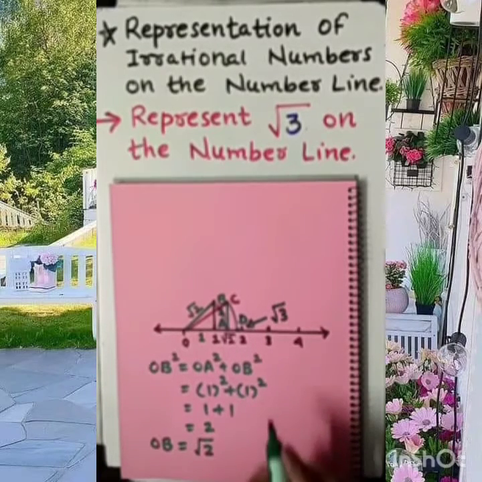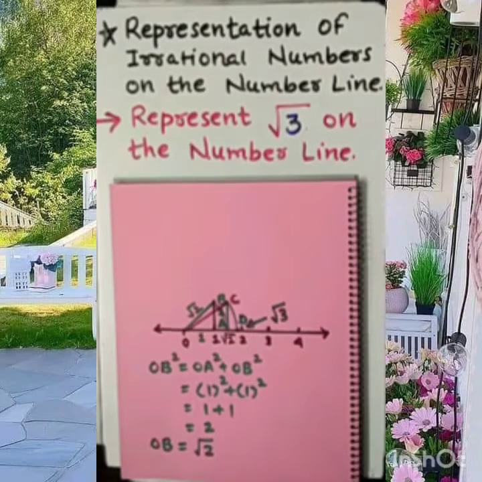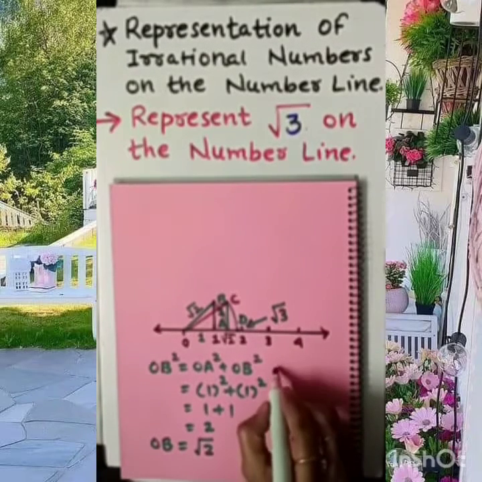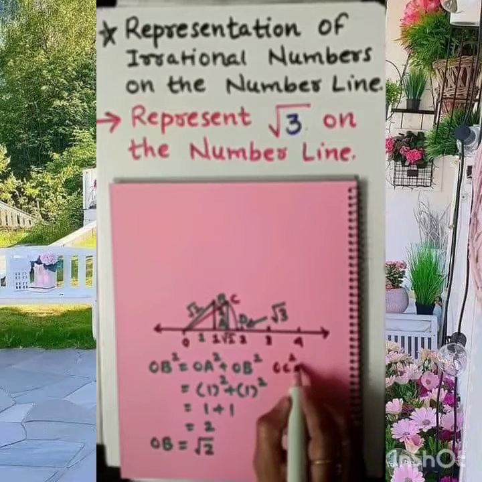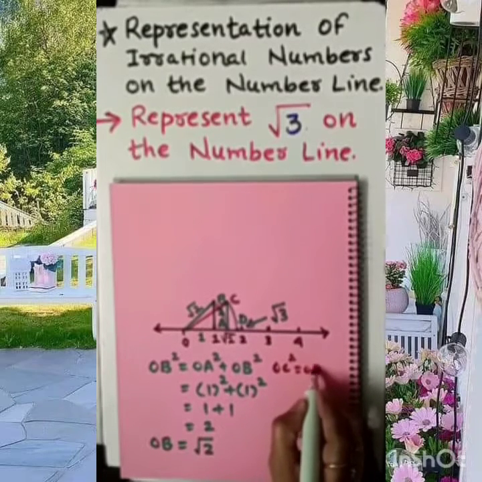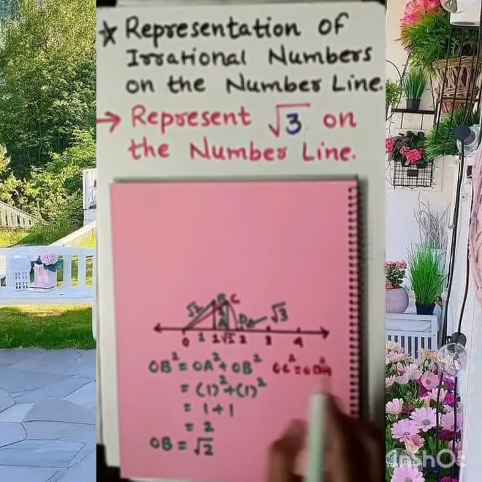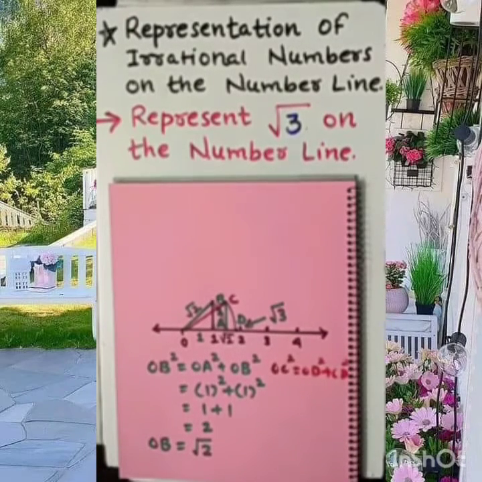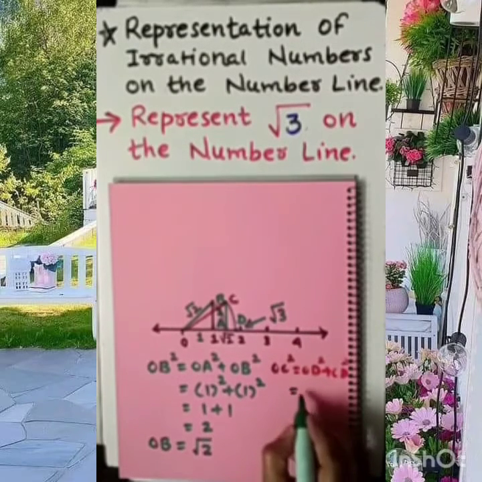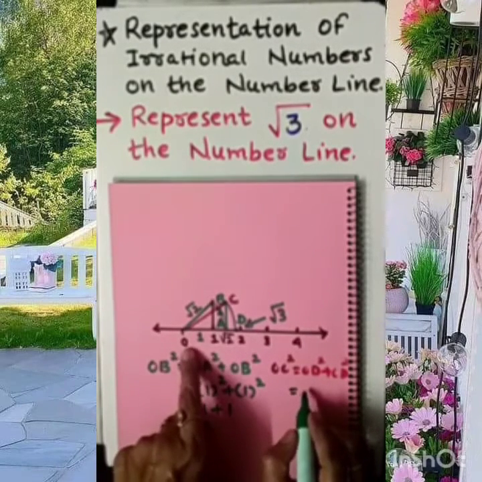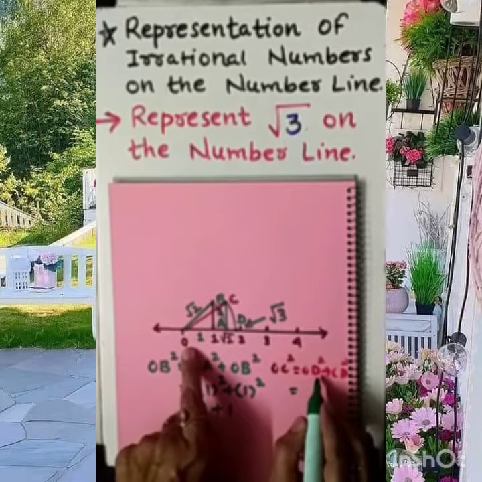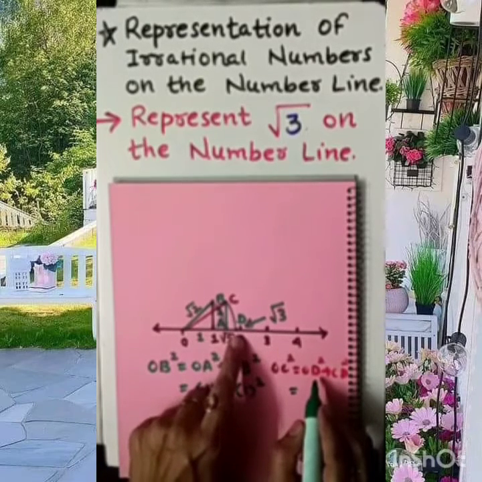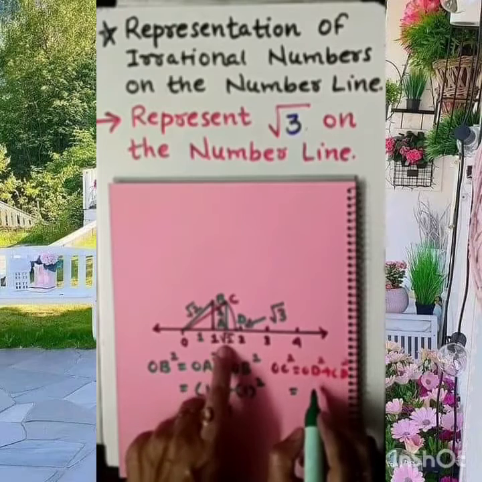So how did we get it in the next step? Simple, very easy. In that step, OC square equals OB square plus CB square. So let me put in its value. You know very well, we already have the value of OB square, that is from here to here, that we have chosen as under root 2.